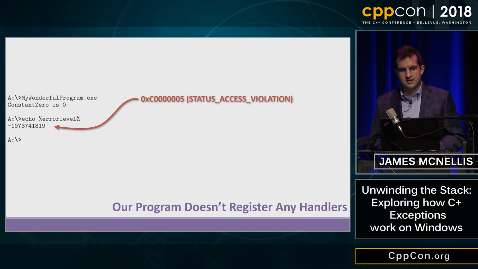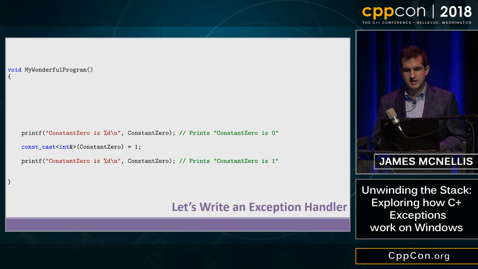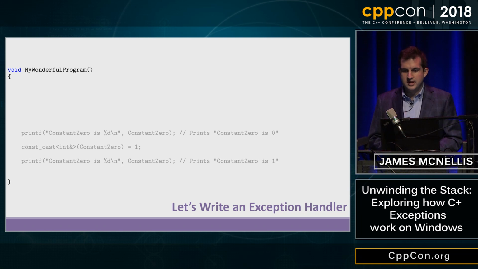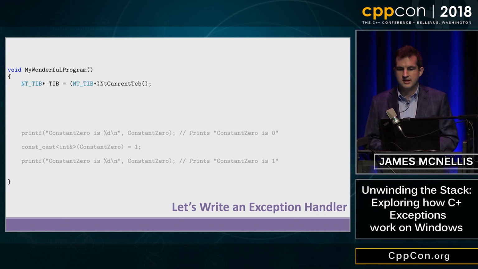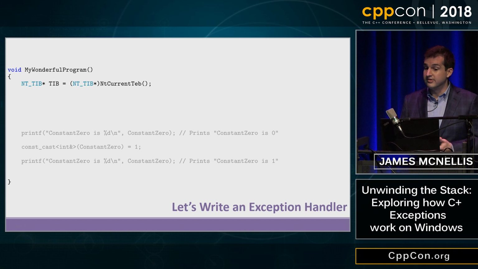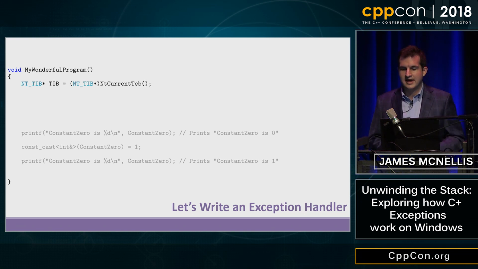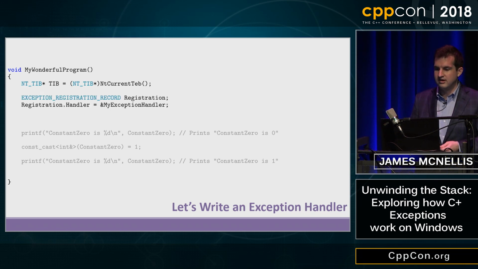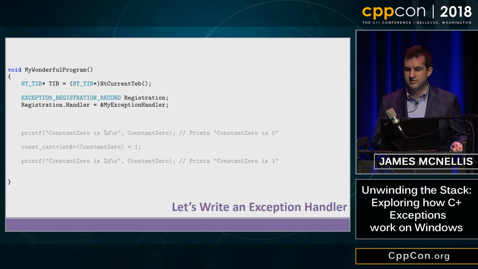So let's write an exception handler for our program. Here we have our program again, and I've just added a little white space to make room for the code we're going to add. The first thing we need to do is get the TEB so that we can access the handler list for our thread. There's a helper function in the Windows SDK called NtCurrentTeb, so we'll just call that and cast it to the right type that we need. The next thing that we need to do is create our exception registration record, which we'll initialize with the address of the myExceptionHandler function, which we'll define on the next slide.